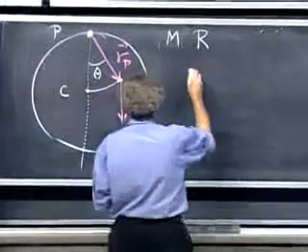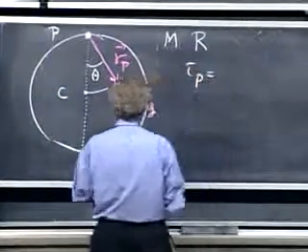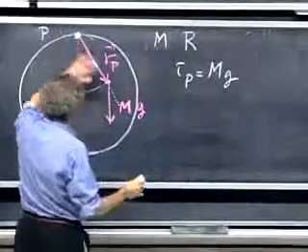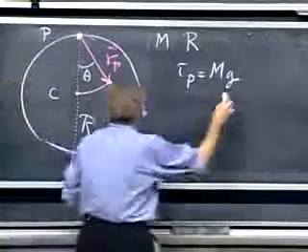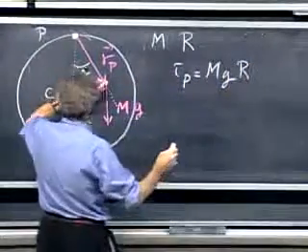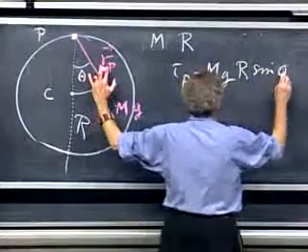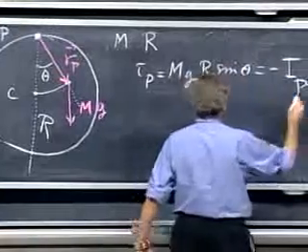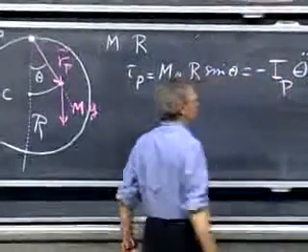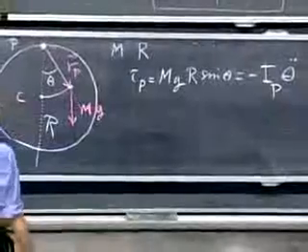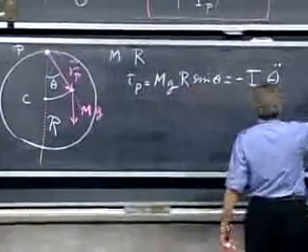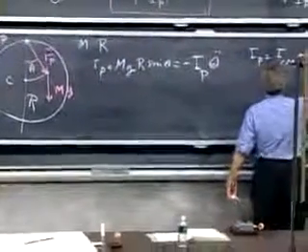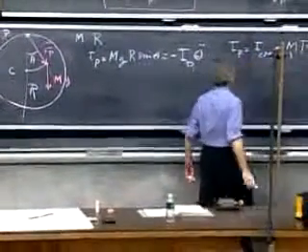I'm going to get that the torque about that point P equals mg, and I'll fill in for this immediately the radius r, times the sine of theta. And that must be equal minus the moment of inertia about point P times theta double dot. What is the moment of inertia about point P? Well, that is the moment of inertia of rotation about the center of mass plus mr squared. That's the parallel axis theorem.